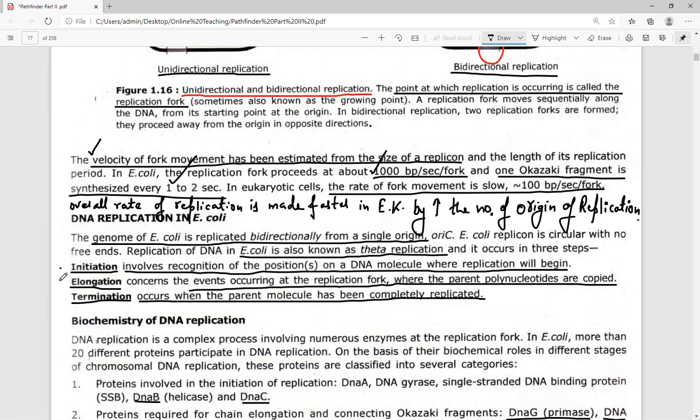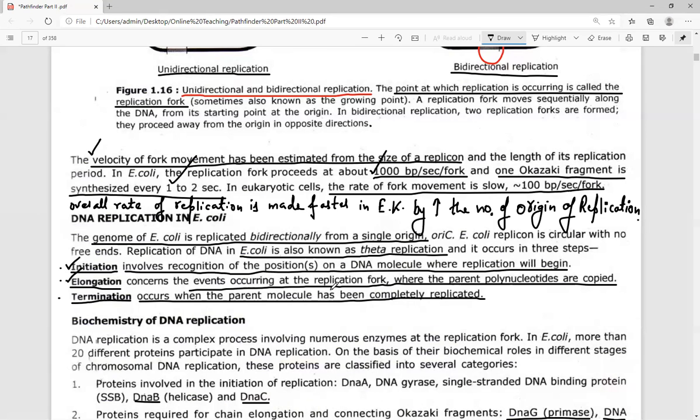There are always three different steps involved in the process of replication. Initiation refers to all the steps responsible for the melting of the double stranded DNA molecule and the binding of the first nucleotide monophosphate in order to initiate the process of DNA replication. Elongation refers to all the events involved in elongating the DNA molecules attached at the replication fork.